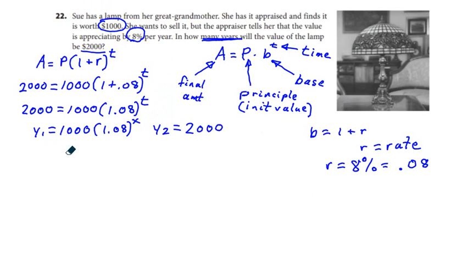So x equals 9.006. So how many years? So that would be almost exactly 9 years.